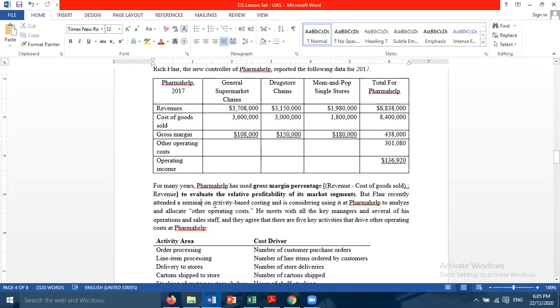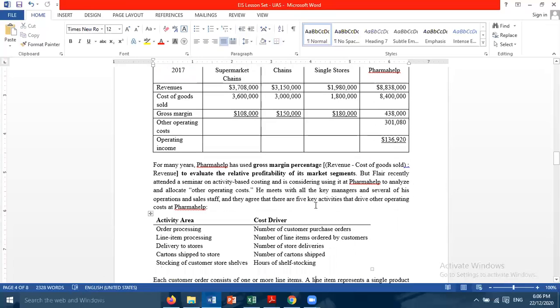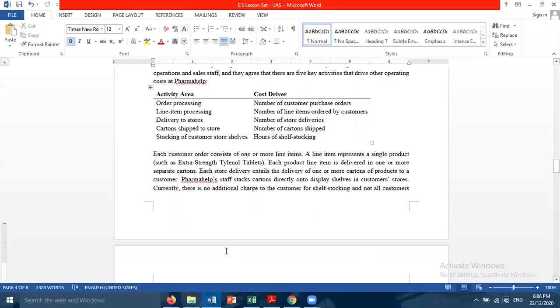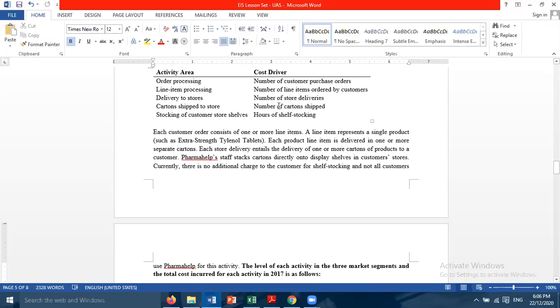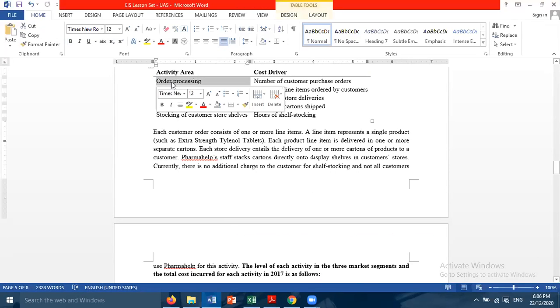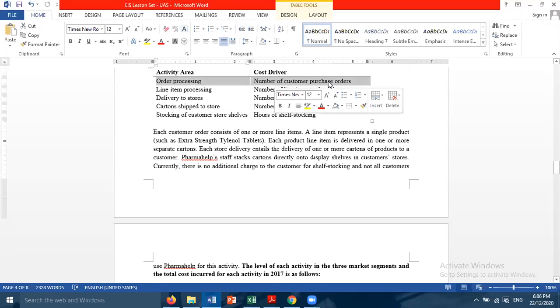But Flair recently attended a seminar on activity-based costing and is considering using it at PharmaHelp to analyze and allocate other operating costs. Okay, so he meets with all key managers and several office operations and sales staff, and they agree that there are 5 key activities that drive other operating costs at PharmaHelp. So in this case, Flair wants to use activity-based costing to allocate these other operating costs to each market segment. In this case, we are given a few activity areas and cost drivers to calculate the other operating costs. Just order processing. So order processing has a cost driver of customer purchase orders.